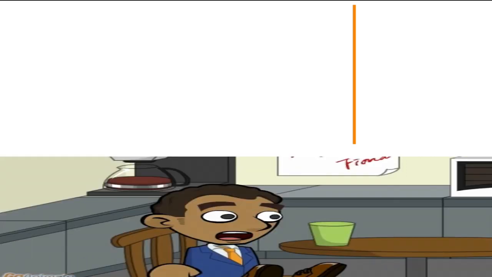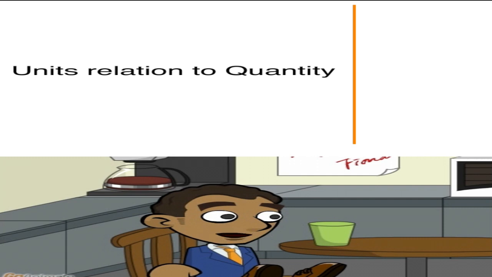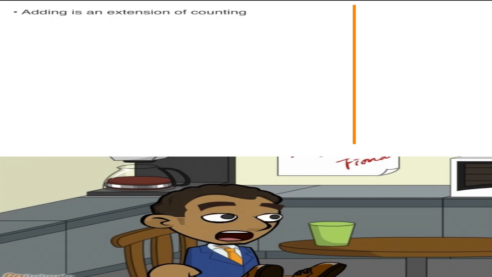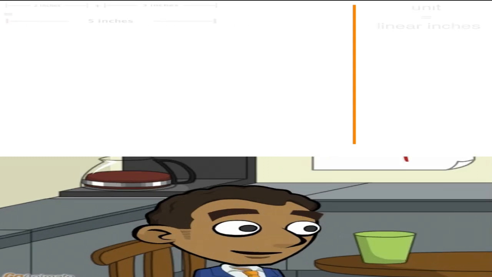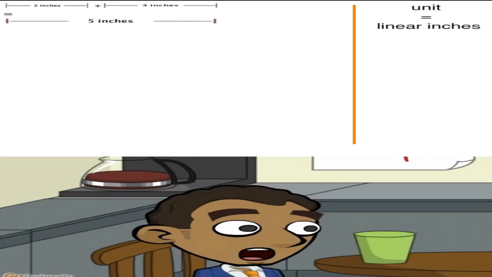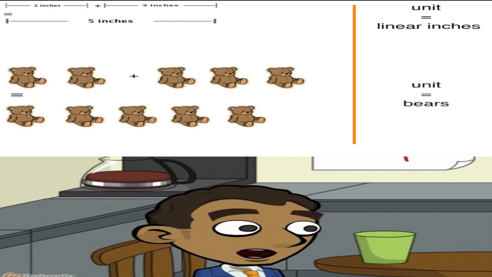Good. I have been thinking about units and how they relate to quantities lately, and am trying to understand some things that I don't think I was taught very well. I understand that adding is just an extension of counting, and when I count, I need the same unit. So 2 linear inches plus 3 linear inches equals 5 linear inches. And if I had 2 teddy bears plus 3 teddy bears, I would have 5 teddy bears.